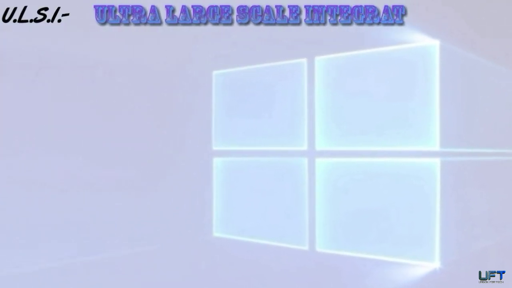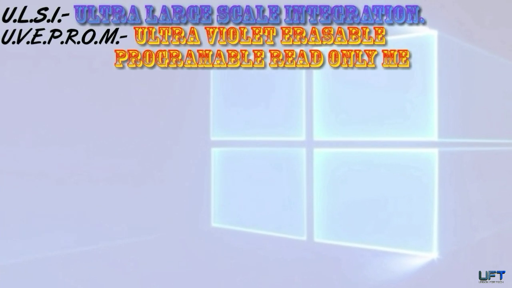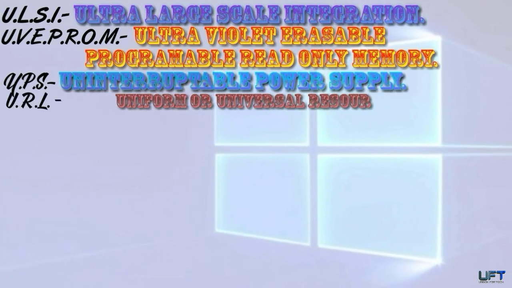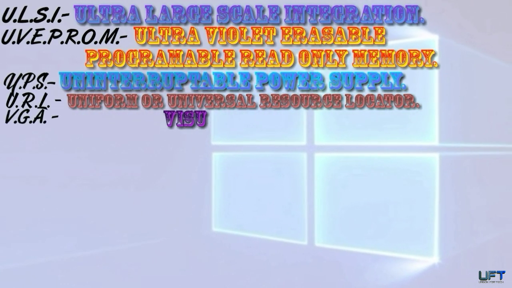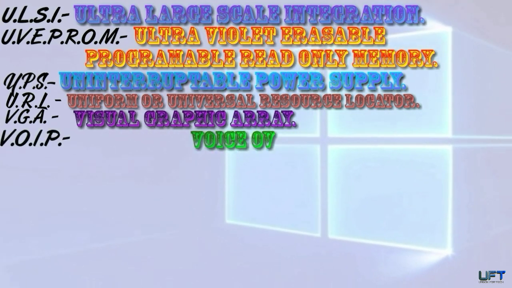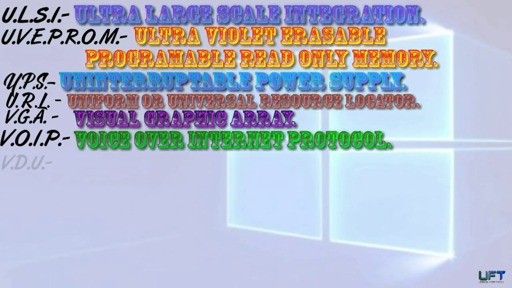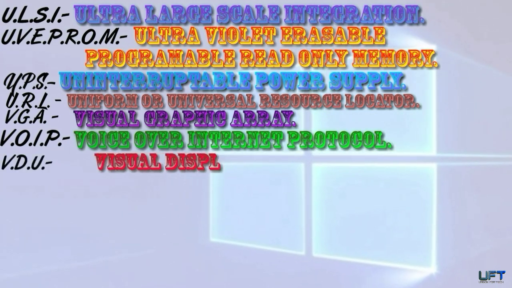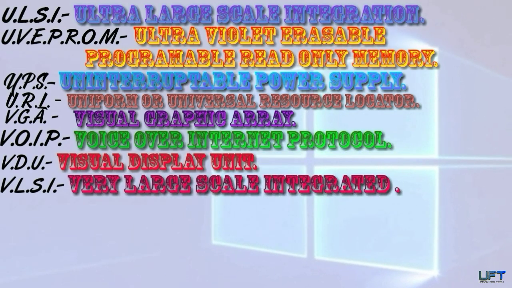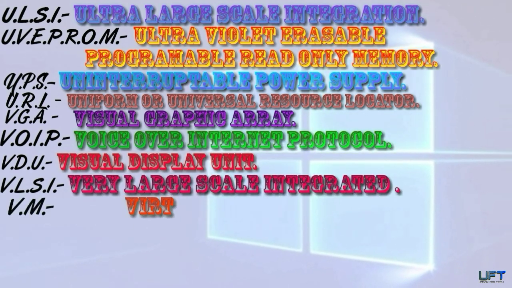ULSI stands for Ultra Large Scale Integration. UVEPROM stands for Ultraviolet Erasable Programmable Read Only Memory. UPS stands for Uninterruptible Power Supply. URL stands for Uniform or Universal Resource Locator. VGA stands for Video Graphics Array. VoIP stands for Voice over Internet Protocol. VDU stands for Visual Display Unit.